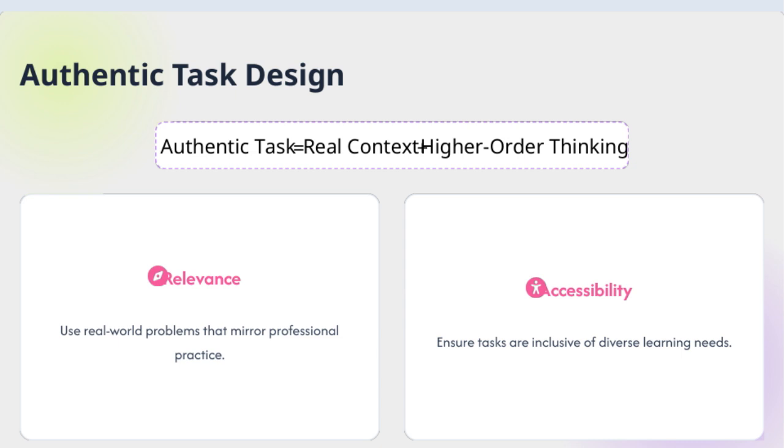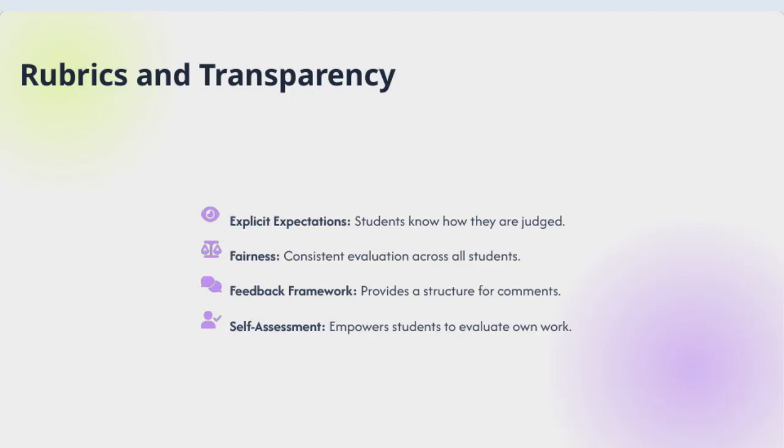Speaking of relevance, combining higher-order thinking with real context creates what we call an authentic task. Higher-order thinking encourages analysis, evaluation, and creation, really deepening understanding. When we pair that with real-world scenarios, the tasks become truly meaningful. This approach helps learners develop skills that are not just theoretical but applicable in real situations. It's about designing tasks that are relevant, challenging, and inclusive, so every learner can thrive and see the value in what they're doing.